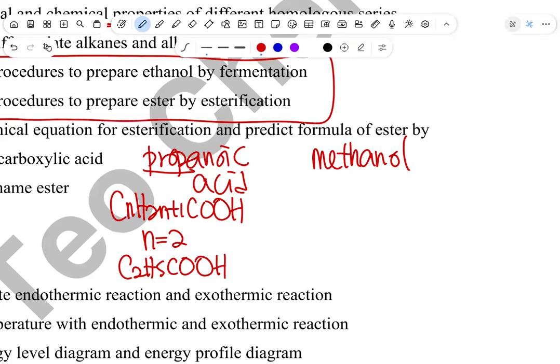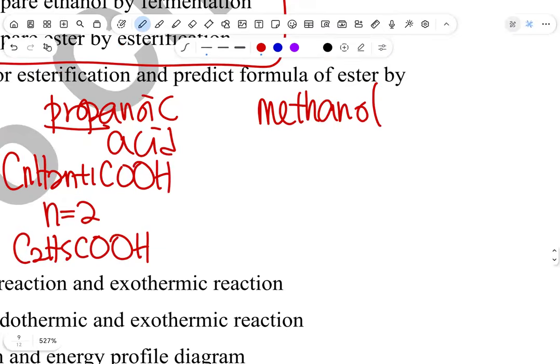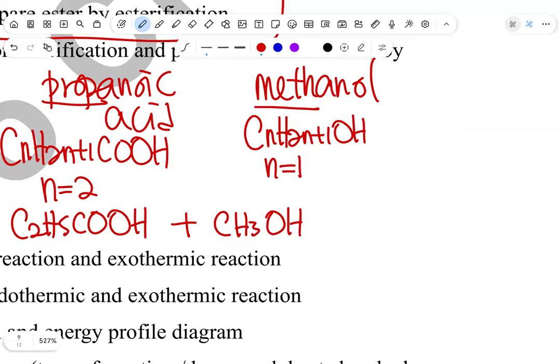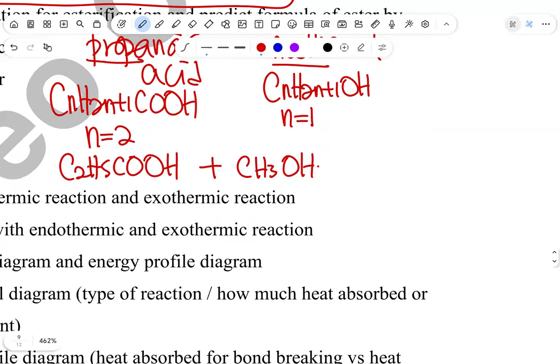C2H5COOH. So all these things we learned before. Methanol is an alcohol. How to predict alcohol? CnH2n plus 1 OH. So meth stands for how many carbon? 1. So 1 carbon, CH3OH. So now when you have carboxylic acid plus alcohol, you should produce ester and water.